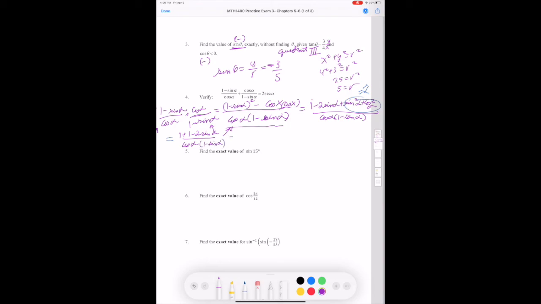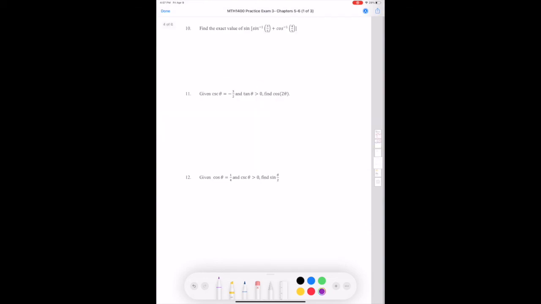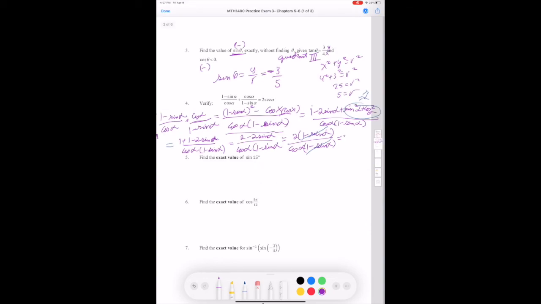That gives me 2 minus 2 sine alpha over cosine alpha times 1 minus sine alpha. That equals 2 times 1 minus sine of alpha over cosine alpha times 1 minus sine alpha. And then these are going to cancel. So I have 2 over cosine alpha. Well, 1 over cosine alpha is secant. So I have 2 secant alpha.